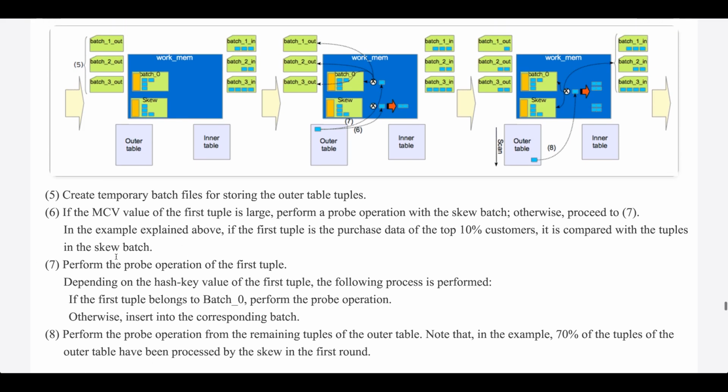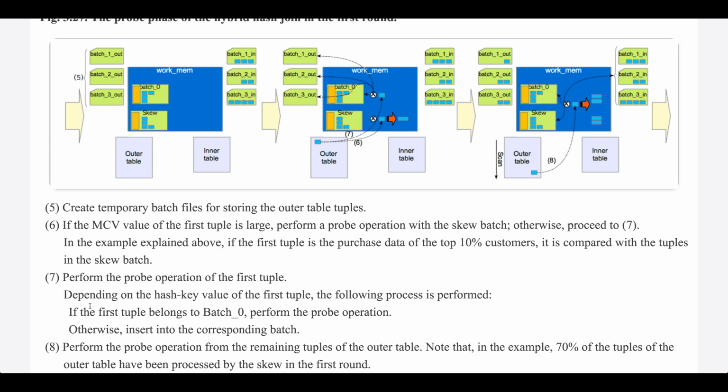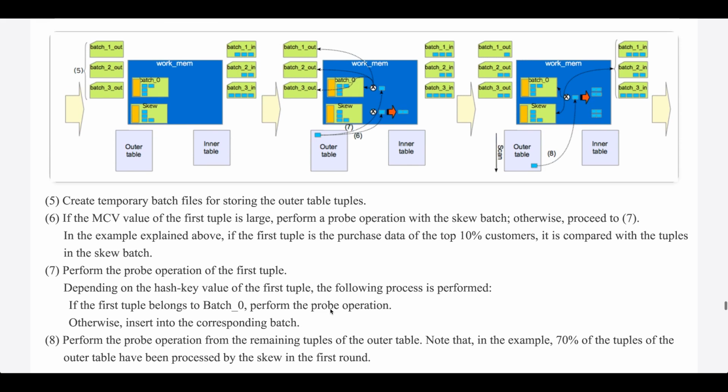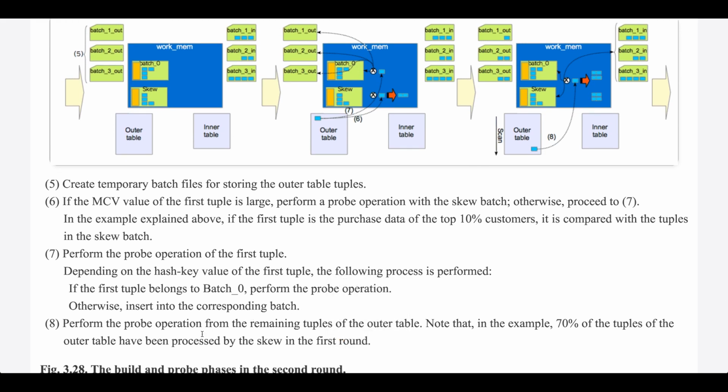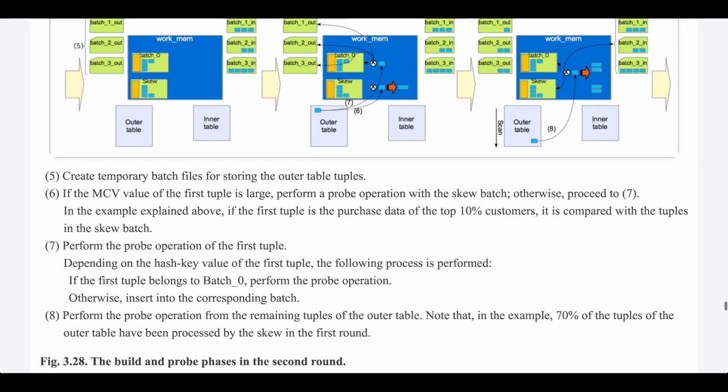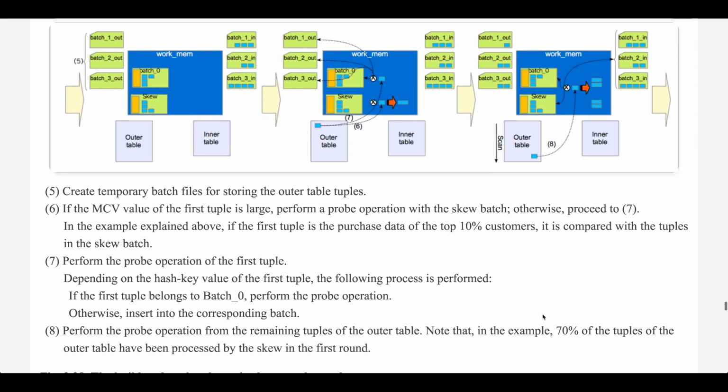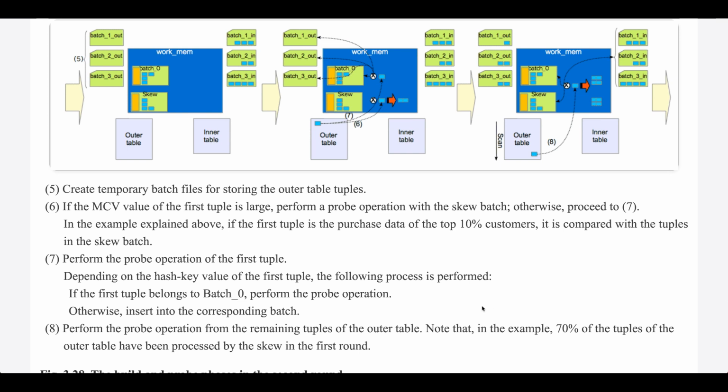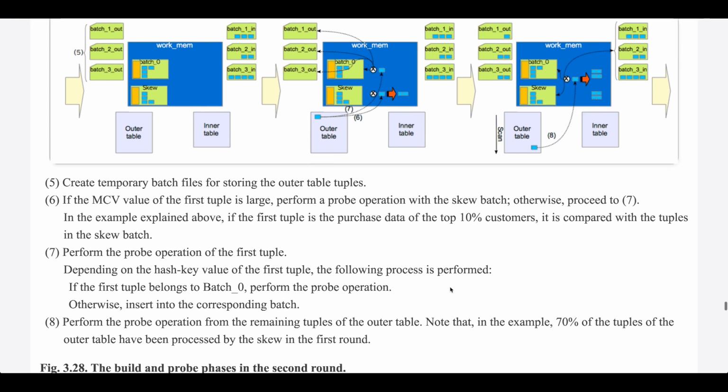7. Perform the probe operation of the first tuple. Depending on the hash key value of the first tuple, the following process is performed. If the first tuple belongs to batch 0, perform the probe operation. Otherwise, insert it into the corresponding batch. 8. Perform the probe operation for the remaining tuples of the outer table. Note that, in the example, 70% of the tuples of the outer table have been processed by the skew in the first round.